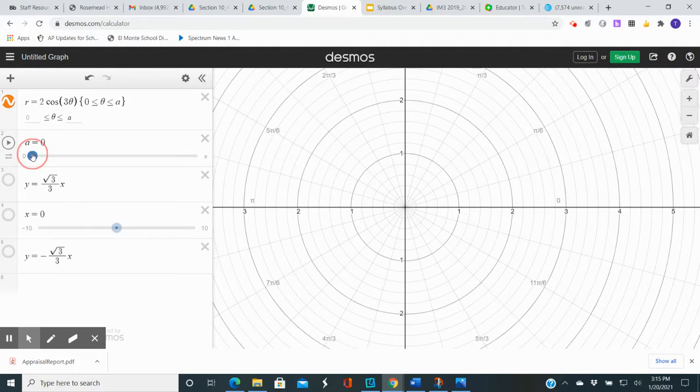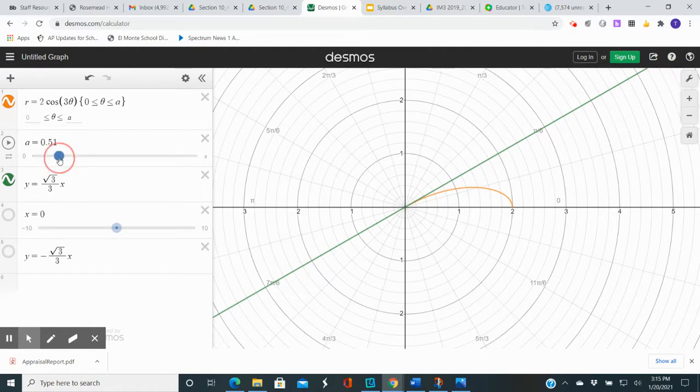And as I'm tracing my slider, you can see the curve being traced out in orange. And first, I'm going on the interval from 0 to pi over 6. And on that interval, the r values are positive. So I'm getting points on the terminal sides of my angles. And then I get to theta is equal to pi over 6. And when I get to theta is equal to pi over 6, I pass the pole for the first time, and this is the tangent line that I get. The line theta is equal to pi over 6.